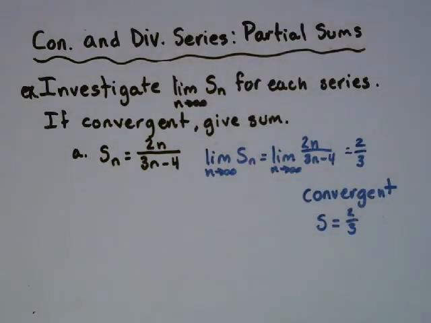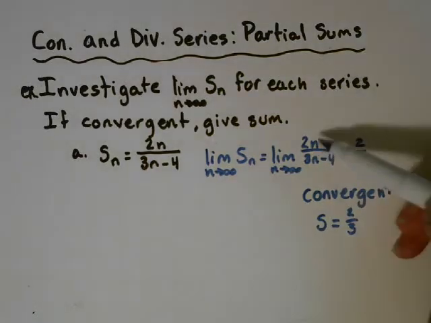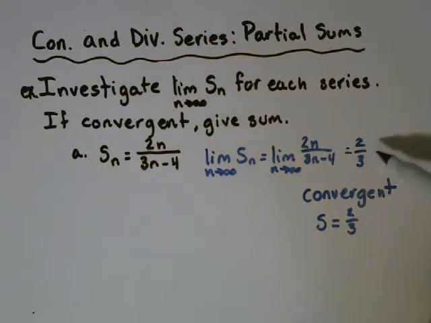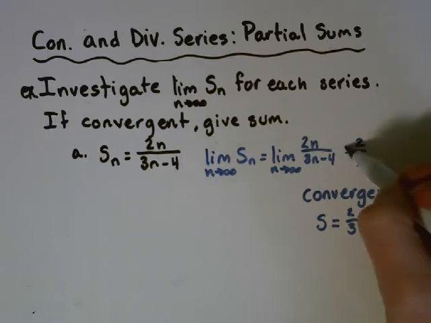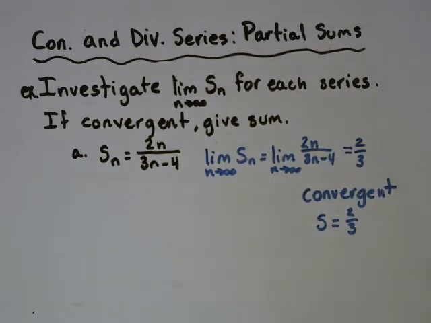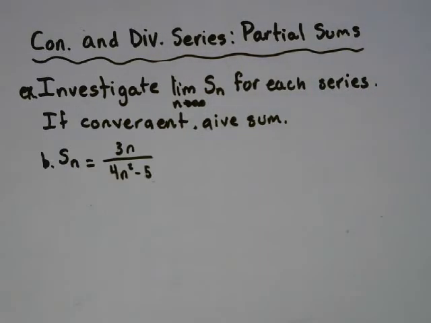Because what this is saying is if I add the first 1,000,000 terms, I'm going to get 2/3. If I add the first 2,000,000 terms, I'm going to get 2/3. So even as n increases, the sum does not change. It has a limit of 2/3. So this is convergent with a sum of 2/3.